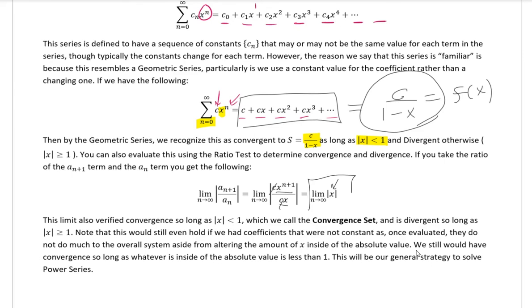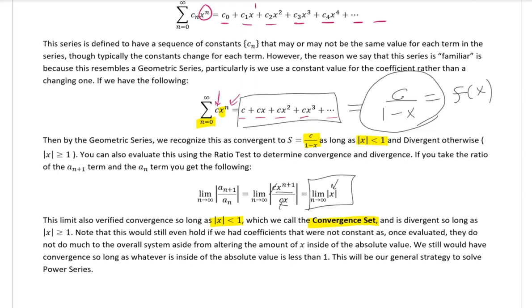And this limit, we know for the ratio test, as long as the limit is less than 1, then it is convergent. If it is greater than 1, it diverges. This less than 1 is what we're going to call the convergence set. At least that's what it is going to be at a base.